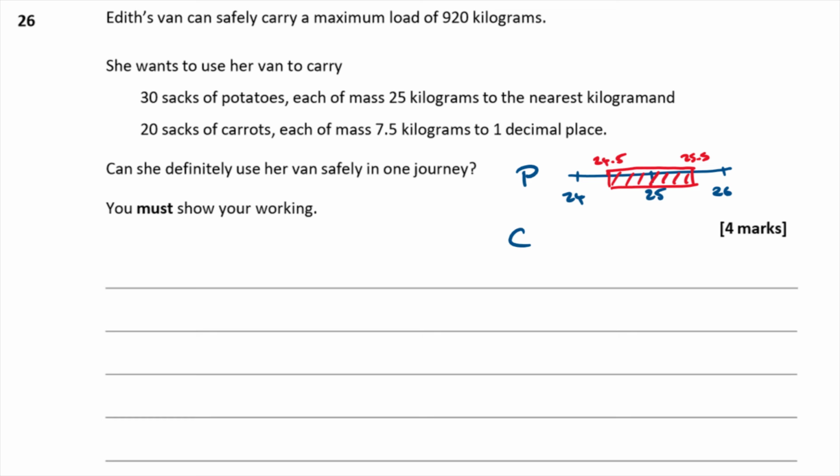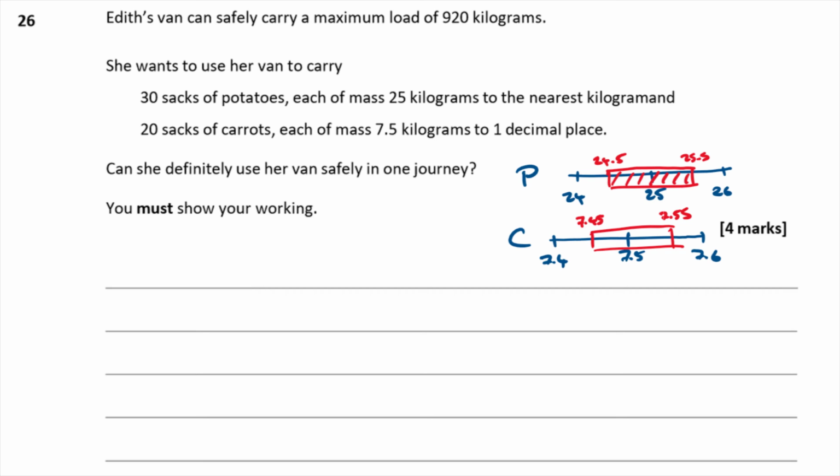For the carrots, we are told that they are 7.5 kilograms to the nearest decimal point. So let's mark 7.5 on our scale. Now 1 decimal point up will be 7.6. 1 decimal point down will be 7.4. The numbers that round to 7.5 are going to be the ones that are halfway between those, which is 7.45 up to 7.55.